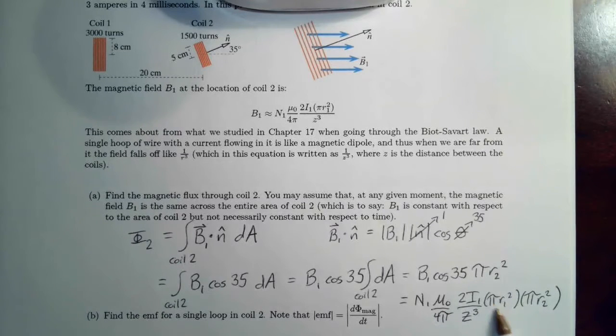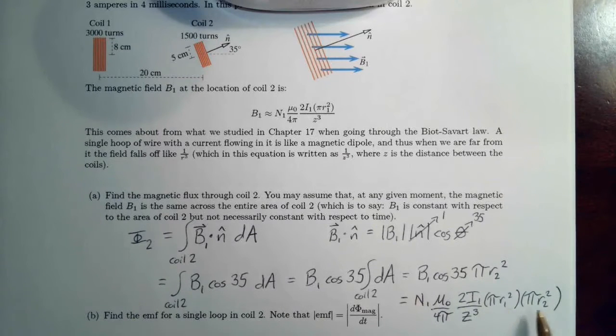Notice that we have the area of each coil now appearing in the formula for the flux. Okay, so now we're ready to go on to the next step. Now that we know the flux, we're ready to take the time derivative of the flux in order to find out the EMF. So looking at this, which of these things is changing with time?